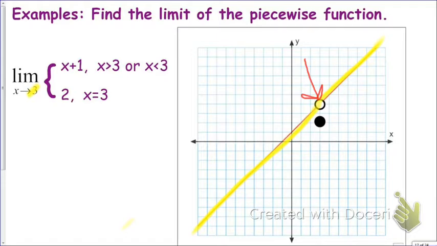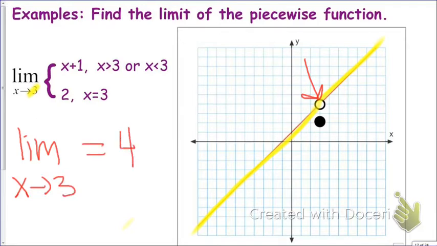We need to look at what our function is approaching from the left and the right as x gets closer and closer to 3. So our limit as x approaches 3 is equal to 4, right there.